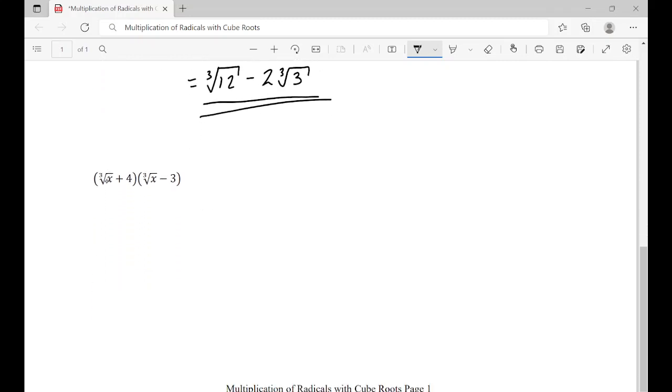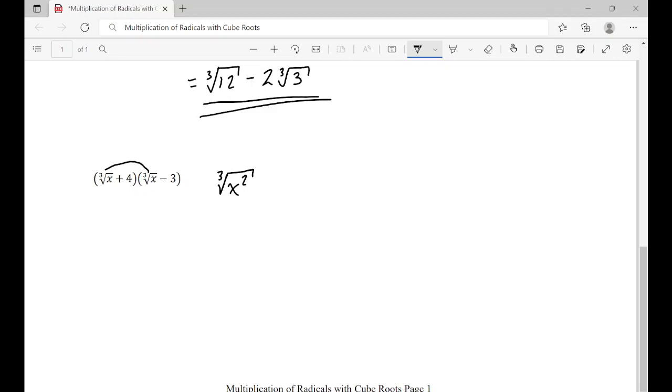Last, we have the cube root of x plus 4 times the cube root of x minus 3. So we're going to FOIL this out. So first, outer, inner, last. We're going to do first, cube root of x times cube root of x, is going to give us the cube root of x squared.